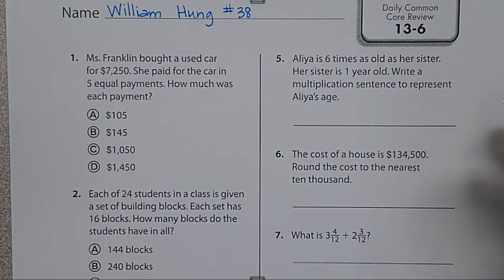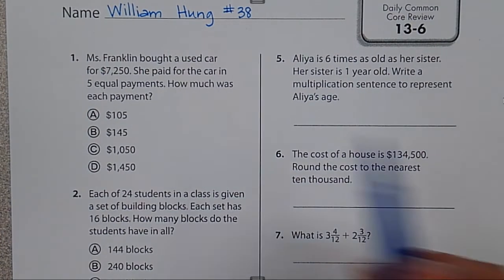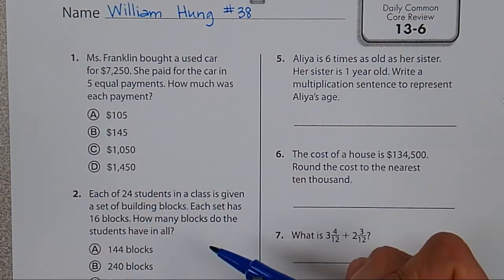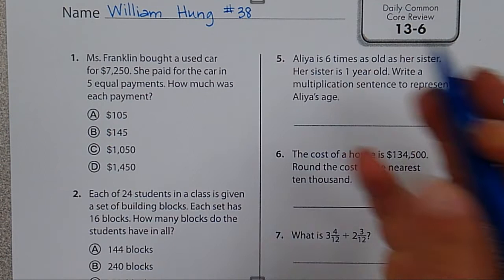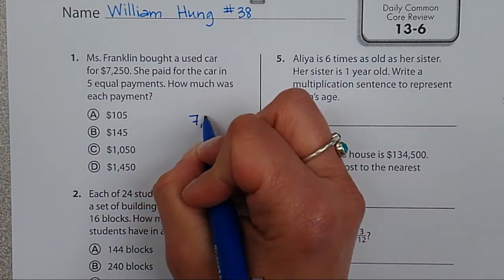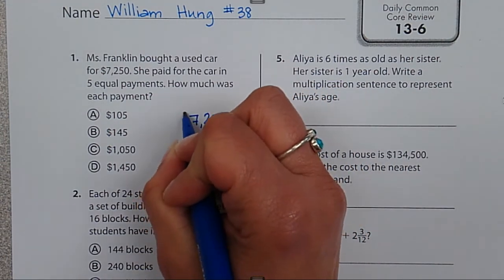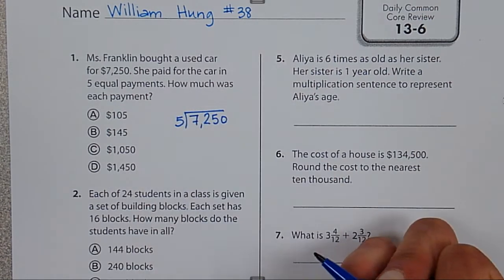Okay, let's get started with number one. Miss Franklin bought a used car for $7,250. She paid for the car in 5 equal payments. How much was each payment? So what we're doing is we're dividing 7,250 by 5. So it's 5 equal payments.